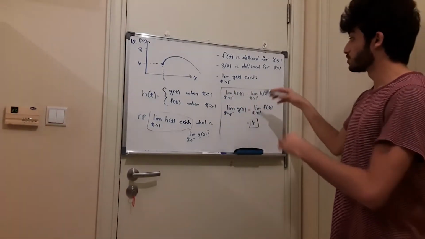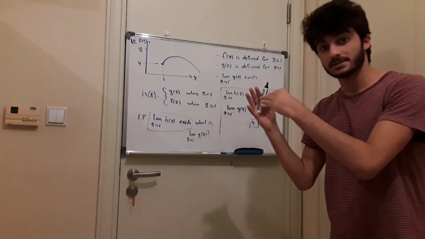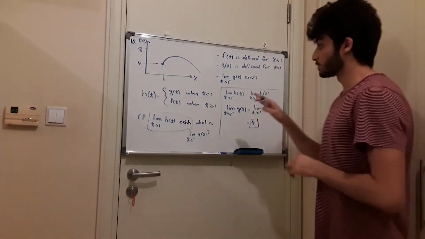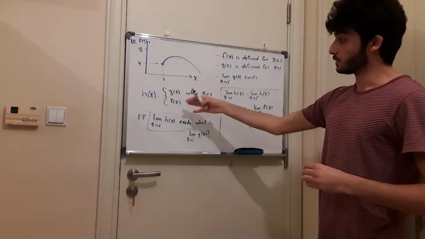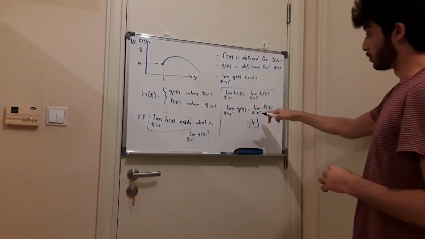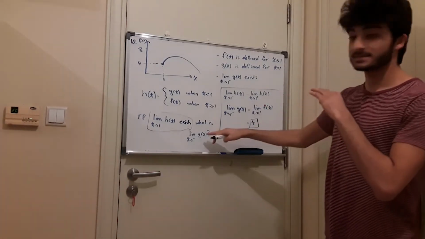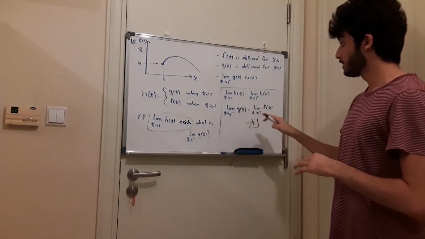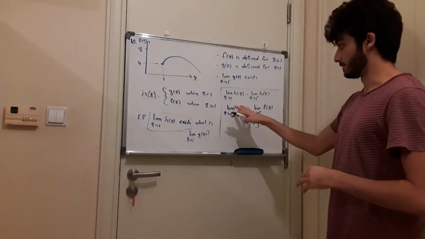Now, limit as x approaches 1 plus of h(x), we would be approaching 1 from the right side, so it would be a little bit greater than 1. So we would use this one because it says when x is greater than 1. So we would use limit as x approaches 1 plus of f(x). Now, they're asking for limit as x approaches 1 minus of g(x). So we have this here. So if we can find limit as x approaches 1 plus of f(x), we'll find this.